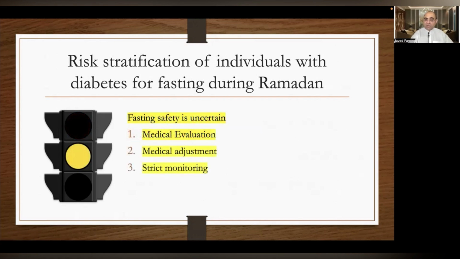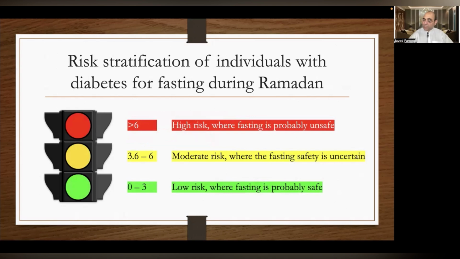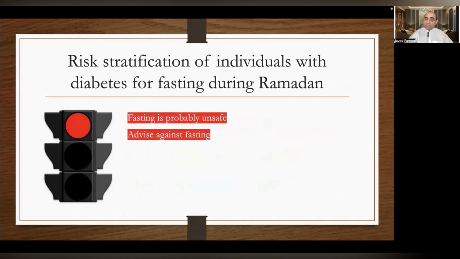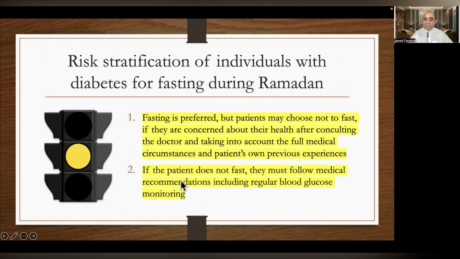When it was in the yellow group, and the yellow group is, I told you, the points are 3.6 to 6. So in this group, that is the moderate risk, the fasting safety is uncertain. The patient needs medical evaluation before Ramadan, medical adjustments, the treatment must be adjusted, and strict monitoring is warranted in such patients.